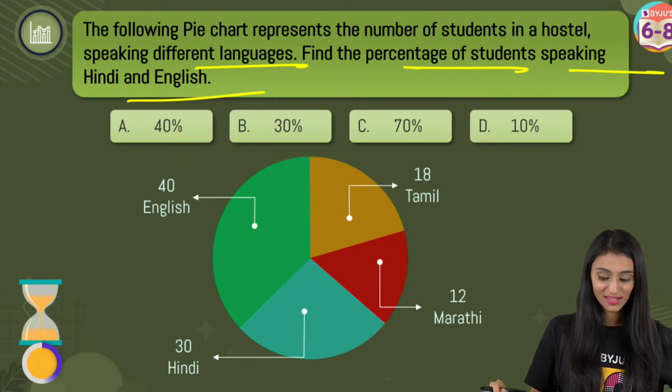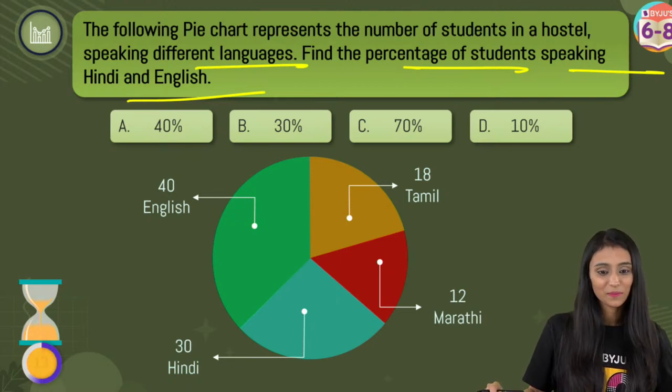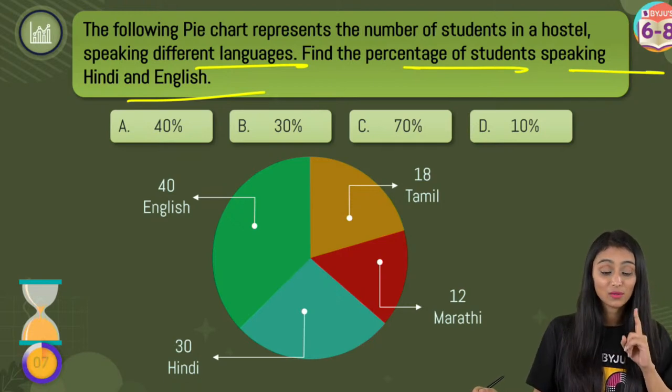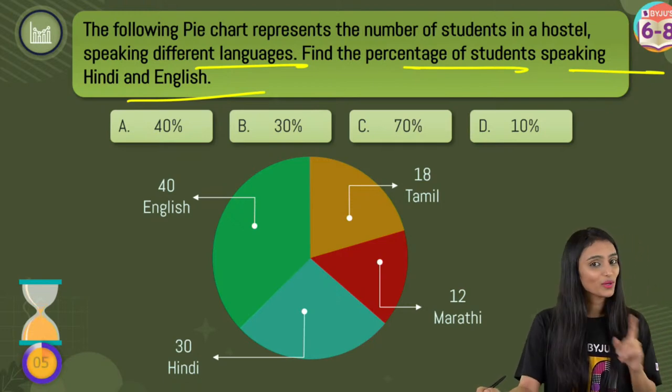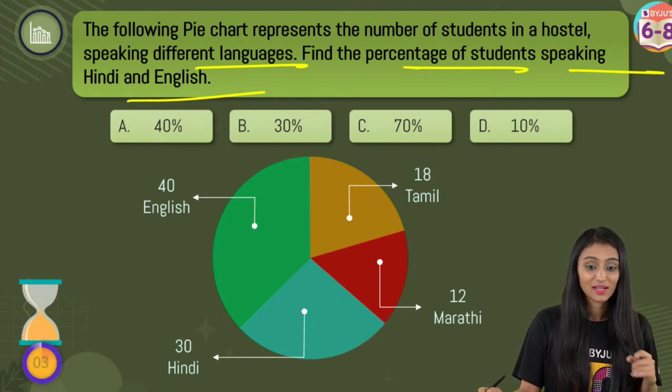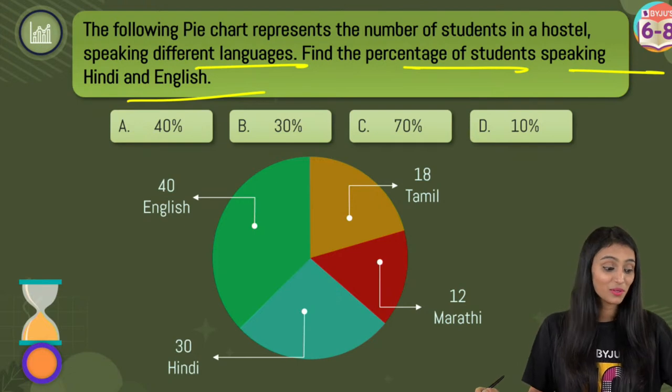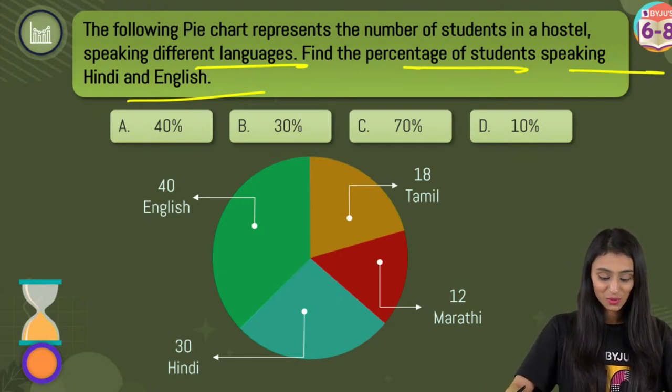Mayank is the first one to answer this. Mayank is saying it's going to be C. Still, we have got 15 seconds more. Others can also try. Srishti is saying C. Please do try it yourself. Do not copy your answers from the chat because it might be possible that the person who answered first might be wrong. Vedika is saying it's going to be 70%. Okay, time is up. Let's check the answer.